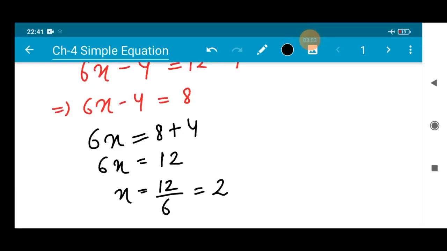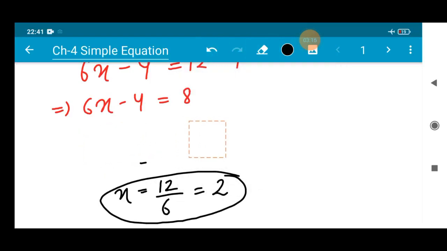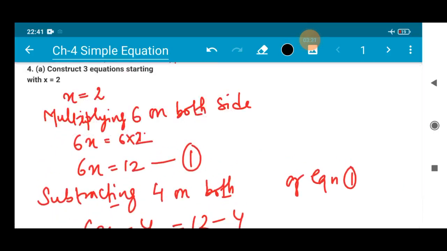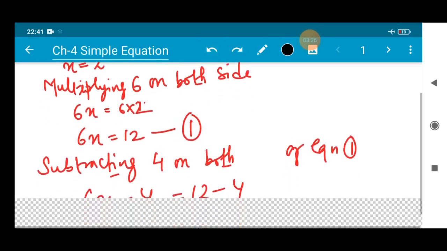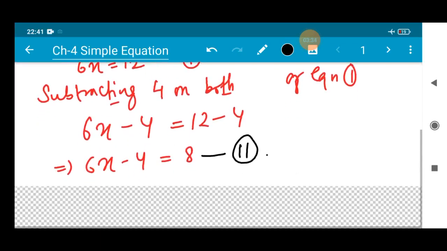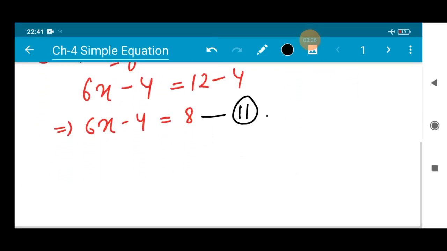You can use the other method also, by adding 4 on both the sides. If I do so, I'll be getting the value x is equal to 2 only. So by adding any number or by subtracting any number, your value should not change. That is, your x should remain 2 only. That is our main aim, and this is our second equation. So we got the first equation 6x is equal to 12, and our second equation 6x minus 4 is equal to 8.